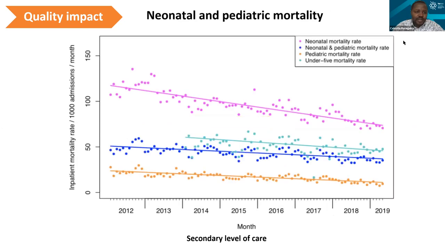Similar to what we observed on maternal health outcomes, here we looked at newborn and child health outcomes. As you can see, neonatal and pediatric mortality decreased significantly. The neonatal mortality had the highest baseline. However, it also registered the highest decrease during the study period. Next slide, please.